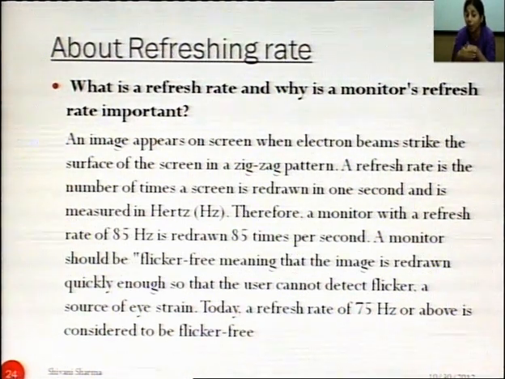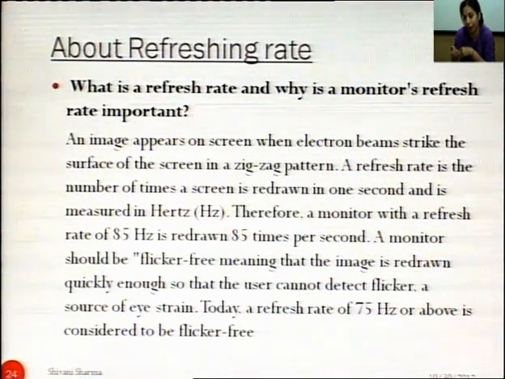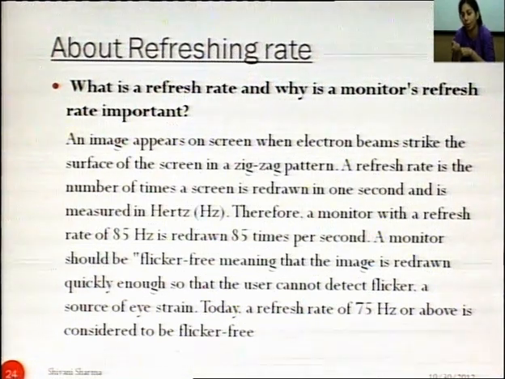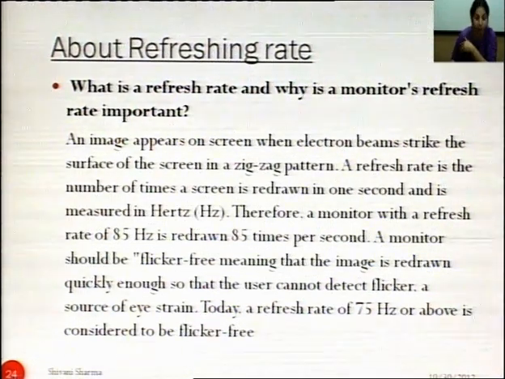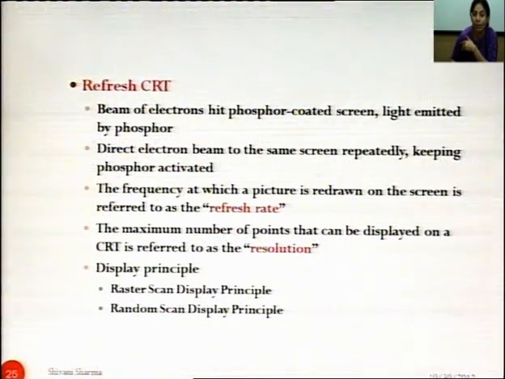is measured in hertz. Therefore, a monitor with a refresh rate of 85 hertz is redrawn 85 times per second. A monitor should be flicker free, meaning that the image is redrawn quickly enough so that the user can't detect flicker, a source of eye strain. Today, a refresh rate of 75 hertz or above is considered to be flicker free. Then this is the refreshing of CRT as we have done.